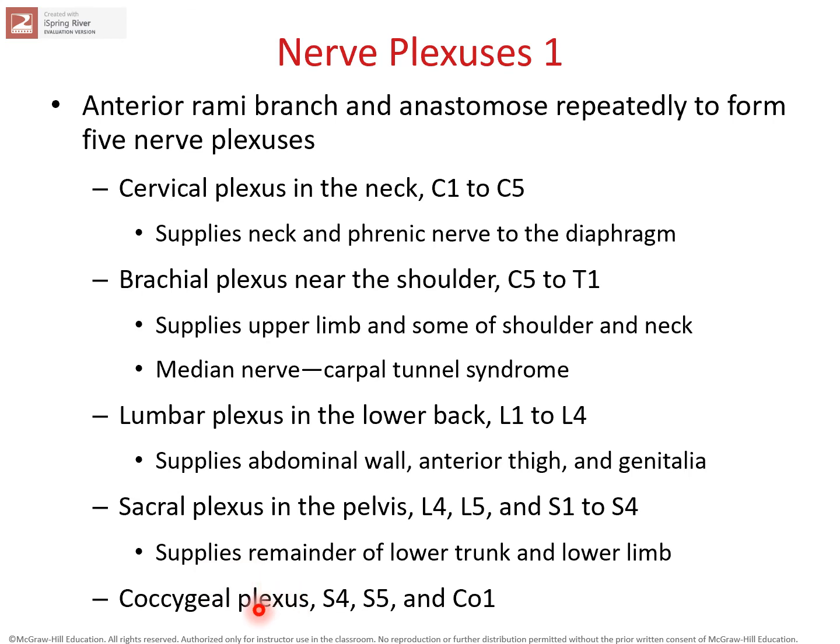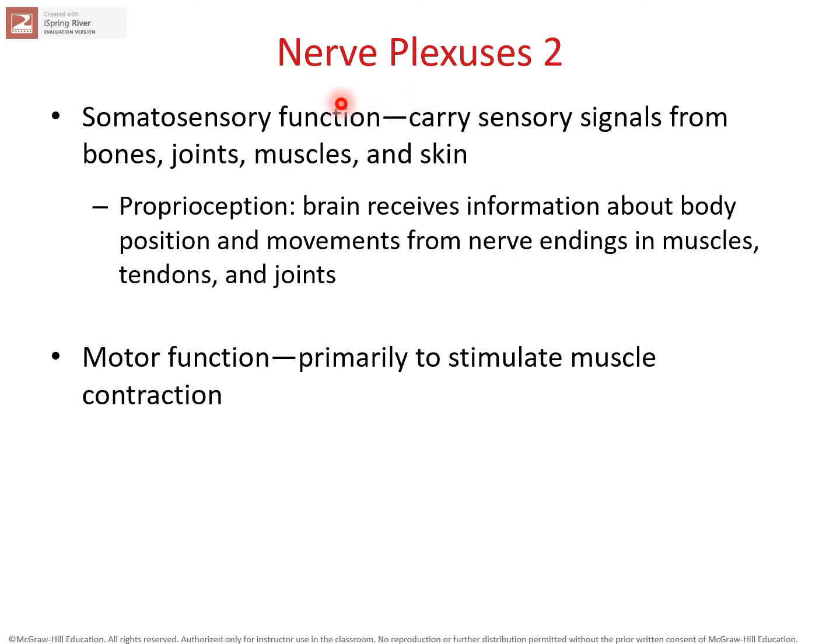And the celiac plexus is a plexus that serves the internal organs of the gastrointestinal tract as well. Okay, but those are autonomic plexuses. But what I want you to focus on is the cervical, brachial, lumbar, sacral, and coccygeal plexus. So the nerve plexus have somatosensory and motor functions.